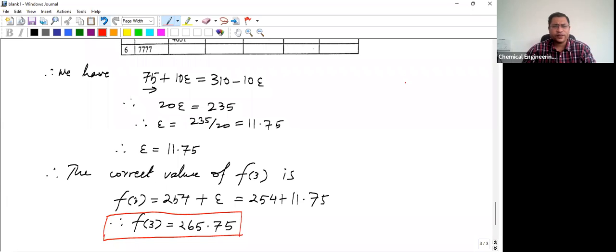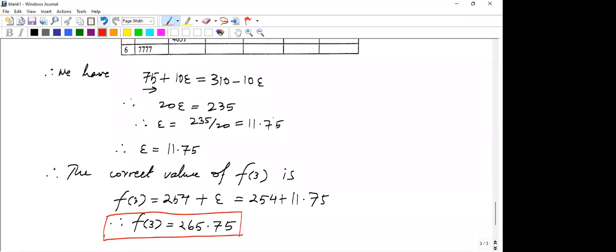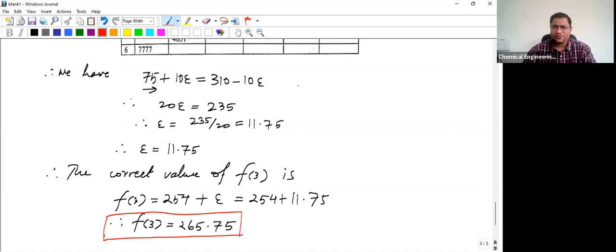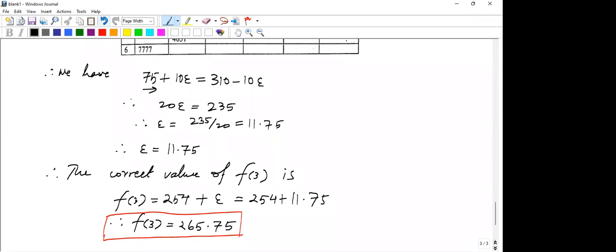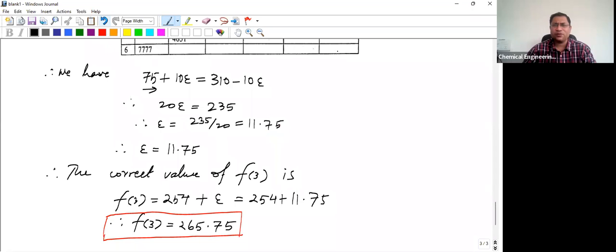Okay, so is there any doubt in these two examples? No, sir. Did you all get these two examples? Yes, sir. Okay, that's good.